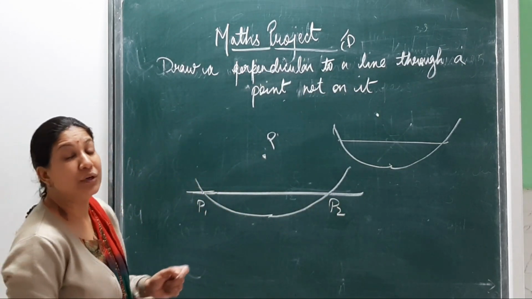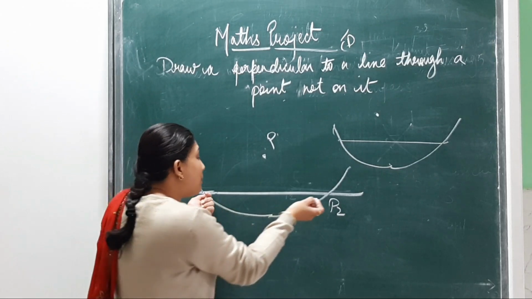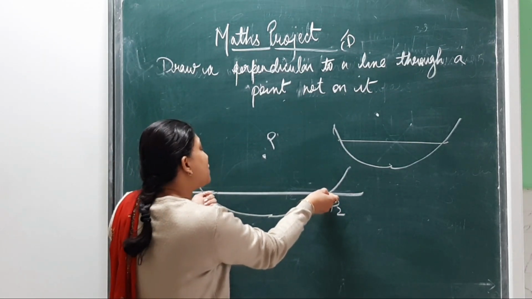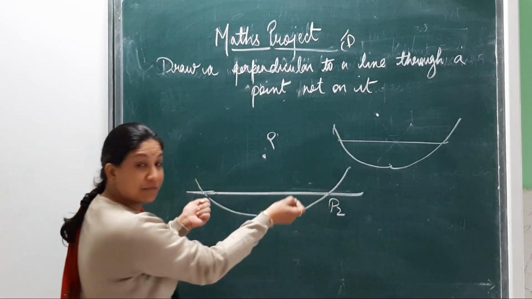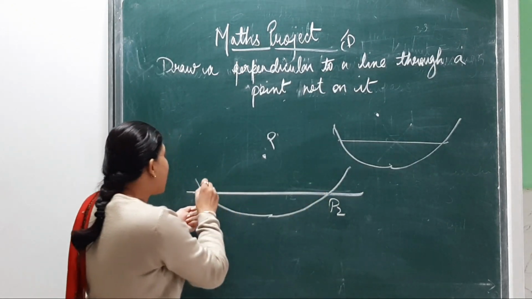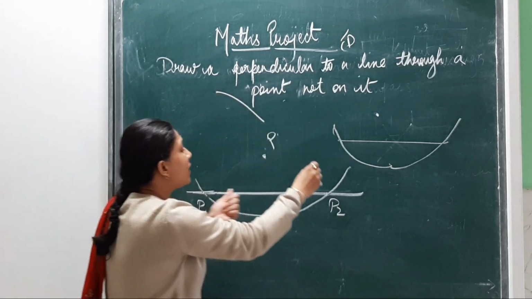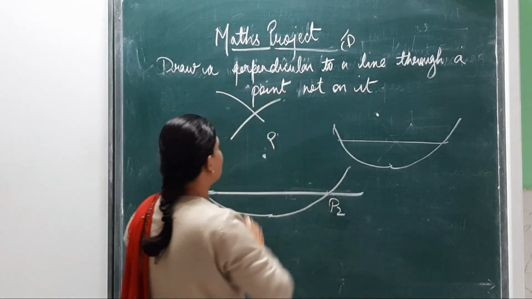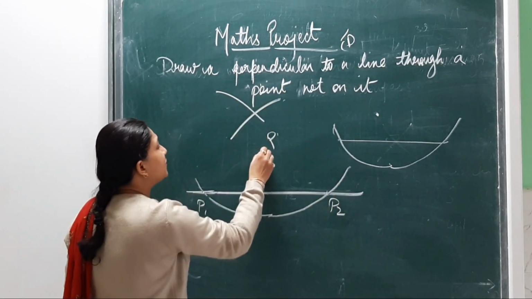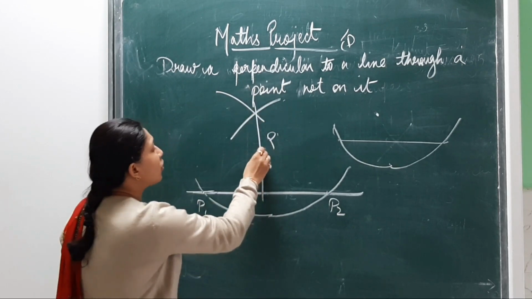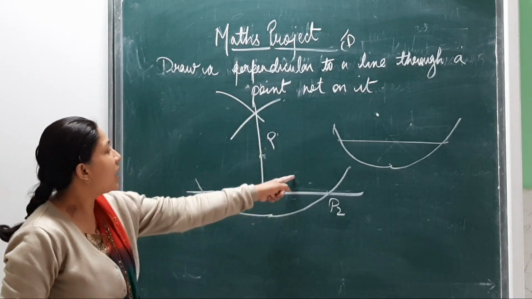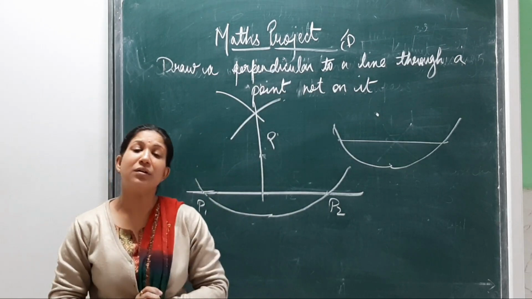Now what will you do? Take the compass, extend it and measure this radius. After measuring the radius, take it at P1. Take P1 as center, draw an arc, P2 as center, draw an arc. So you will see it will cross at a point, okay, and you will get a perpendicular bisector.